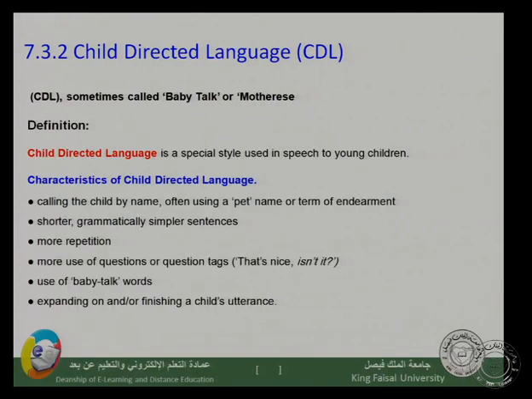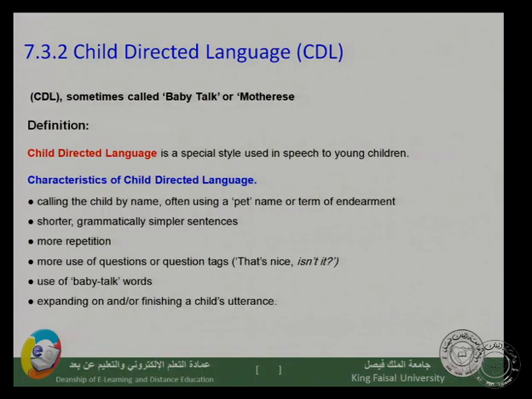Again, we use shorter, grammatically simpler sentences when we communicate with younger children. Of course, when you talk to your little child, or when you talk to your little brother, the language that you are going to use is simple. You are not going to use very complex grammatical structures, but you use short sentences, simple sentences, sentences which are grammatically easy for the child to process and understand. So, shorter, grammatically simple sentences.